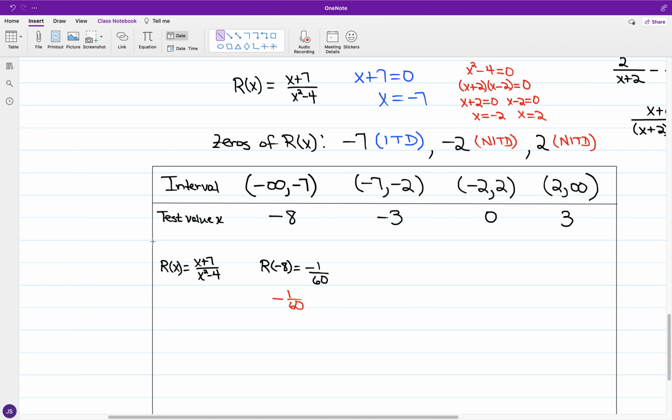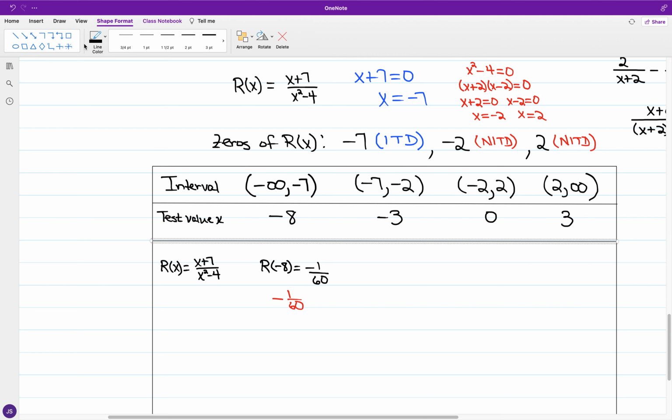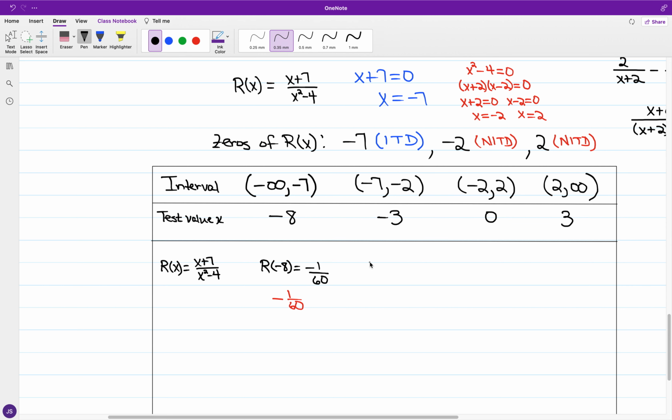Now in the case of r of -3, you've got -3 plus 7, all over the square of -3 minus 4. So you've got -3 plus 7 is 4, and -3 squared is 9, minus 4. So this will come out to a positive 4/5.